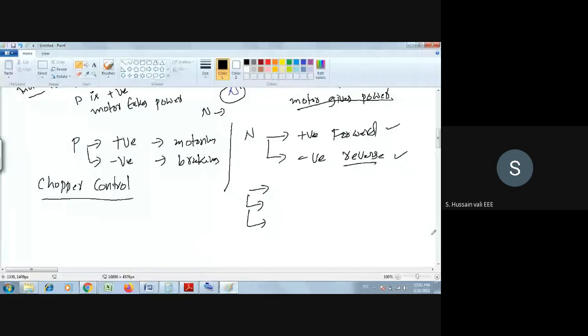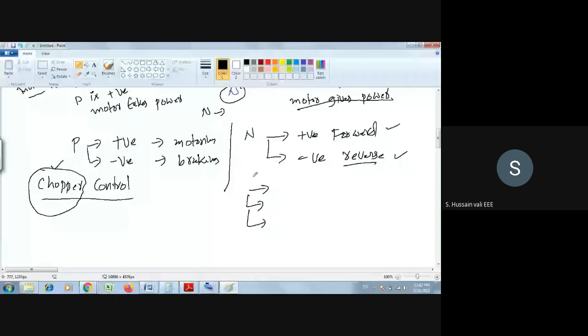So, what is controlling a motor? You control its speed or you control its torque. That you call controlling a motor. So, we are controlling that with the help of a chopper. That topic we are studying. My question here is: before this chopper, what are the methods we were using to control the motor? What are the methods?